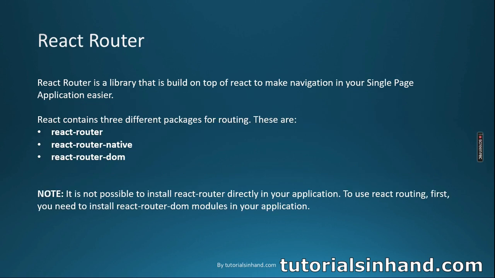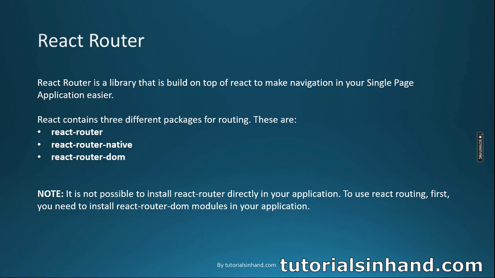When we talk about routing in React, there is one library which is worthy of mention, that is React Router. React Router is a library that is built on top of React to make navigation in your single page application easier. React contains three different packages for routing. These are React Router, that is the React Router core package, React Router Native, and React Router DOM. Now why are three packages required?